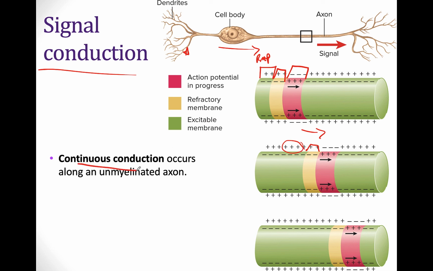This is called continuous conduction. So you can see that this axon doesn't have any myelin. So this is slower because the action potential has to occur at every spot along this membrane until it reaches the end.